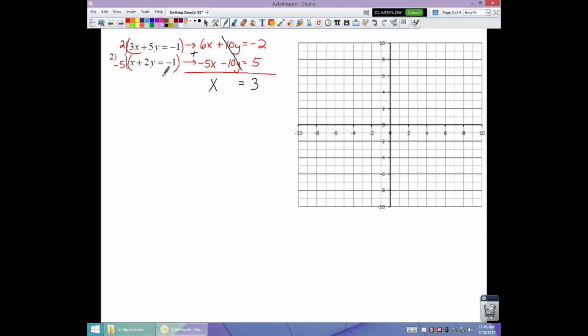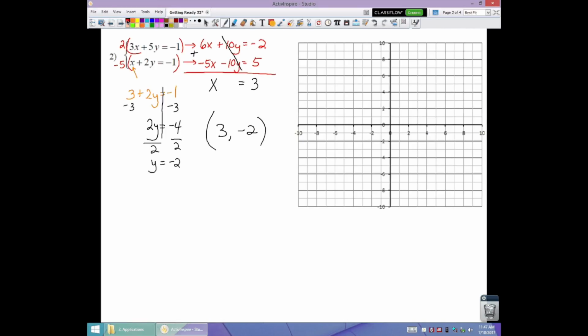And then I would plug that back into either of the other equations to solve for y. I'm going to plug it in right here. So 3 plus 2y is equal to -1. To solve that, subtract 3 on both sides so that 2y is equal to -4. Divide both sides by 2, y is equal to -2. So my solution is 3, -2.